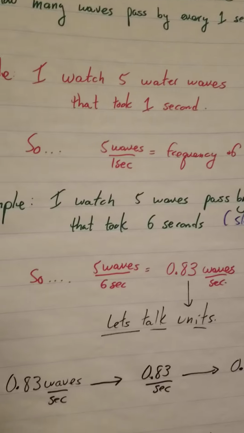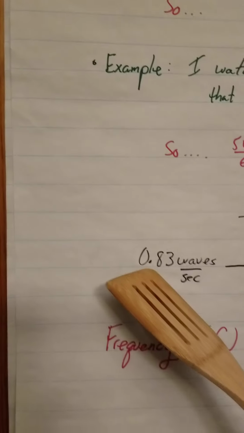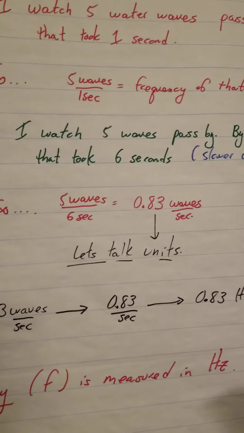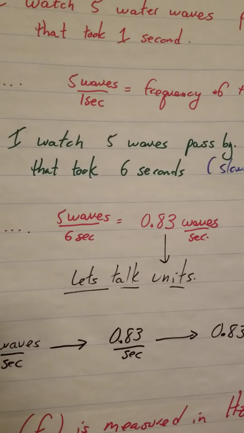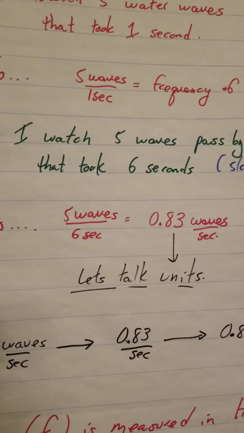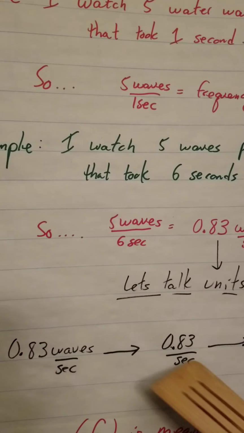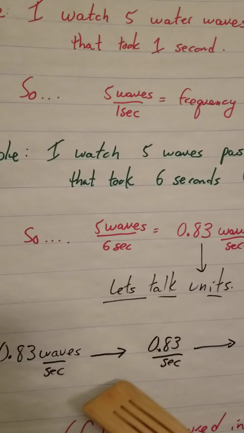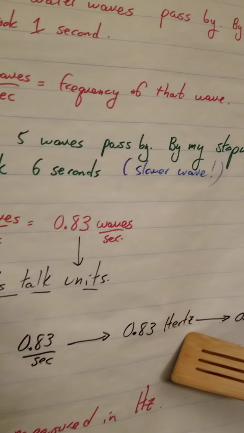So let's talk units. What do we measure frequency in? So I'm going to take this last example. 0.83 waves per second. Really? That's just like 0.83 per second, because you know what? We don't care what we're measuring the frequency of. Maybe that's 0.83 bathroom breaks per second. We don't care. So we're just going to ignore the fact that it says waves. We're just going to say 0.83 per second. Per second gets abbreviated as hertz, named after a scientist.